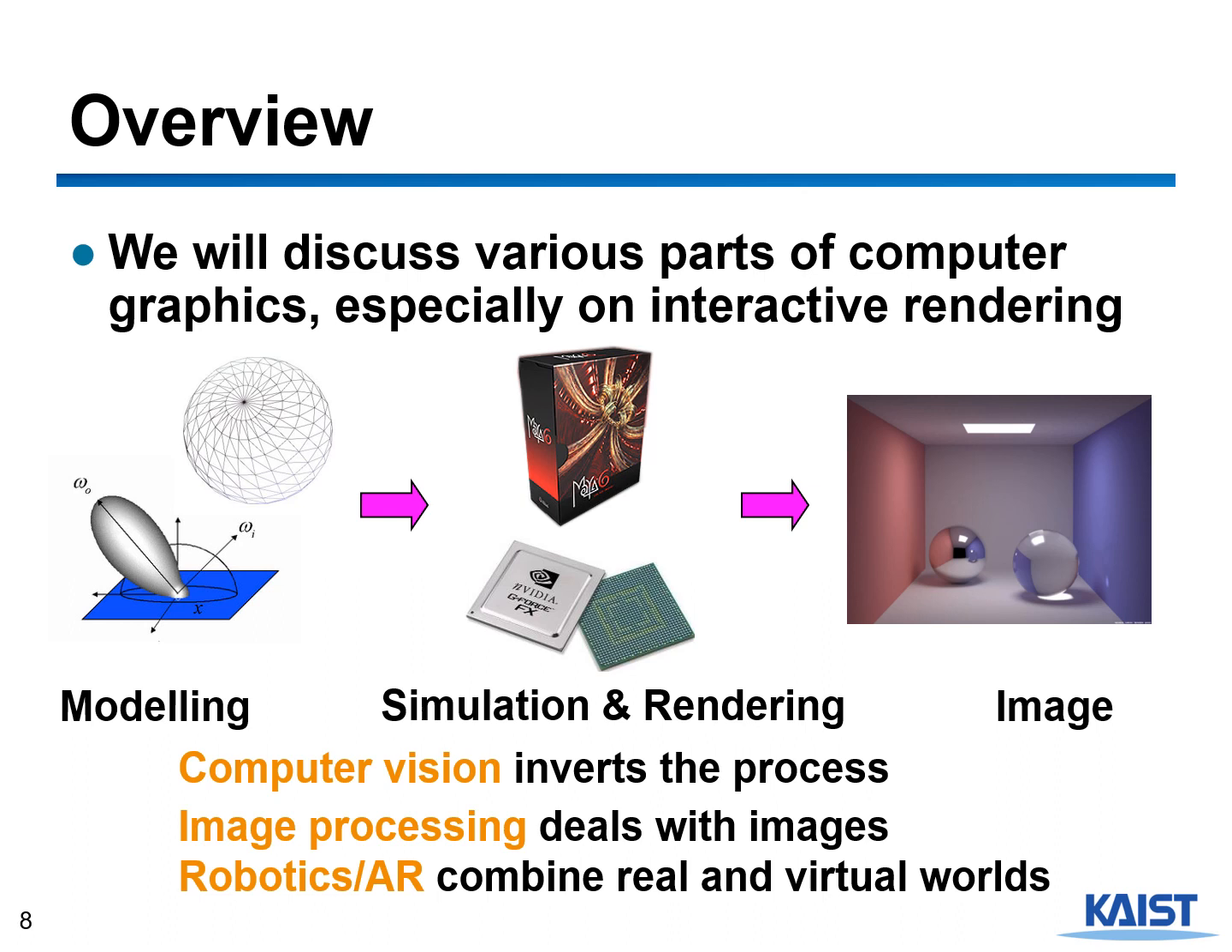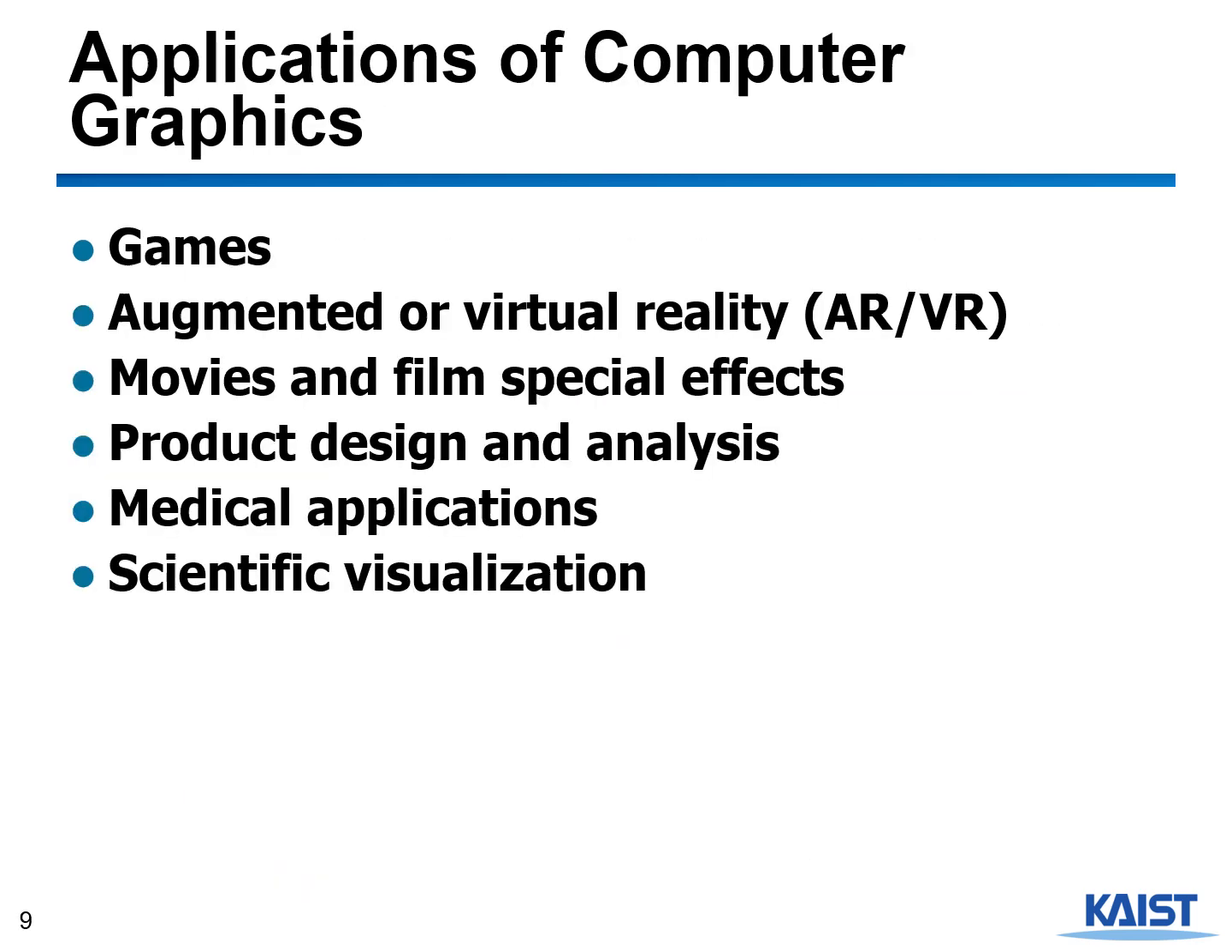And there are some related fields like computer vision. Computer vision simply inverts this process. In other words, it starts from the 2D image and tries to understand it and extract the 3D model or something like that. Image processing deals with images, and more recent techniques like robotics and AR, augmented reality, combine the real and virtual worlds in modeling or image spaces.